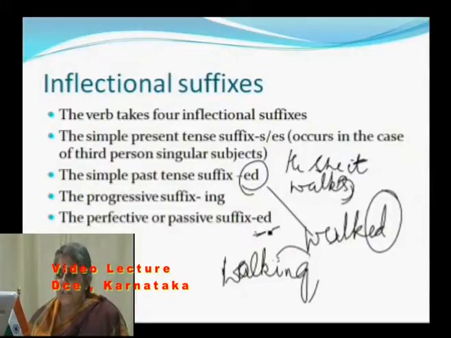Now, these are the 4 suffixes you should take into account when you try to understand how the verb takes these inflectional suffixes. Let me repeat once again. In simple present tense, it takes the s or es form depending upon the third person singular subjects. In simple past tense, it takes the ed form. In progressive tense, it takes the suffix ing form, and in perfective or passive, the suffix ed is taken.